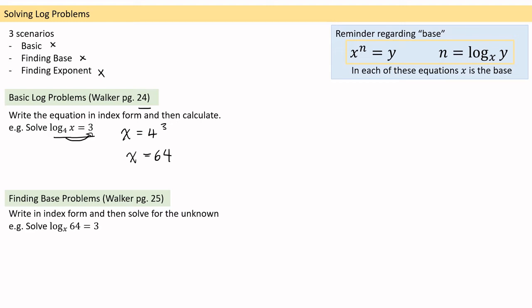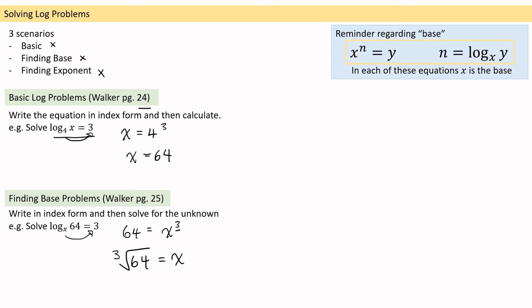All right, when we want to find the base of a problem, we write it in index form again and then solve for the unknown. So again, this x comes over here, becomes the base, the 3 becomes the exponent. We have 64 equals x to the power of 3. To get rid of the to the power of 3, we take the cube root of both sides. That will get rid of the 3 from that side.